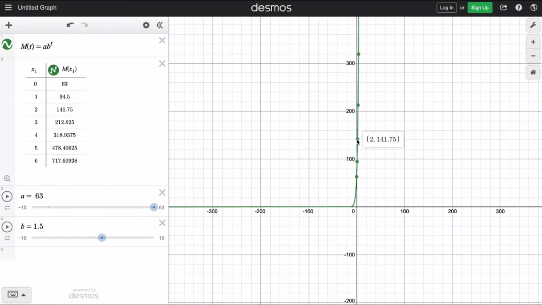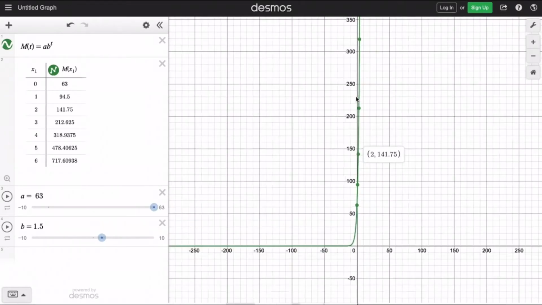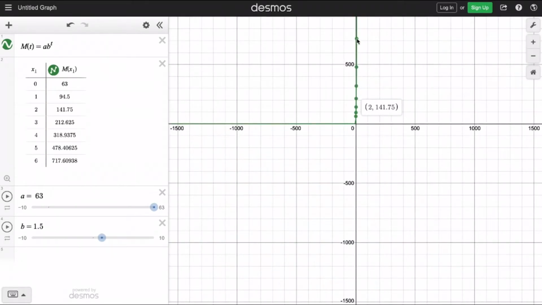In Desmos, you are able to convert a function into a table of results to make it easier to view the data. And we can see by looking at the 6th interval, which is about an hour, that the mass of the bacteria would be 717.61 micrograms to 2 decimal places. This is an example of an increasing exponential function.